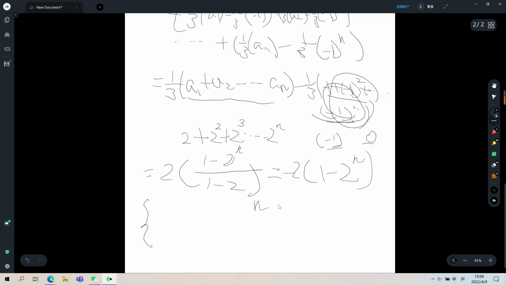When n is even, the sum of b is 2/3 times 2 to the power of n minus 1. And when n is odd, the sum is the same here, but you need to add 1 over 3.